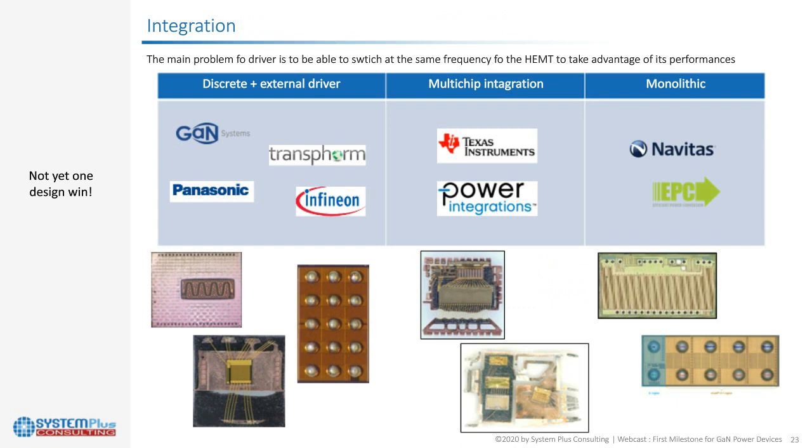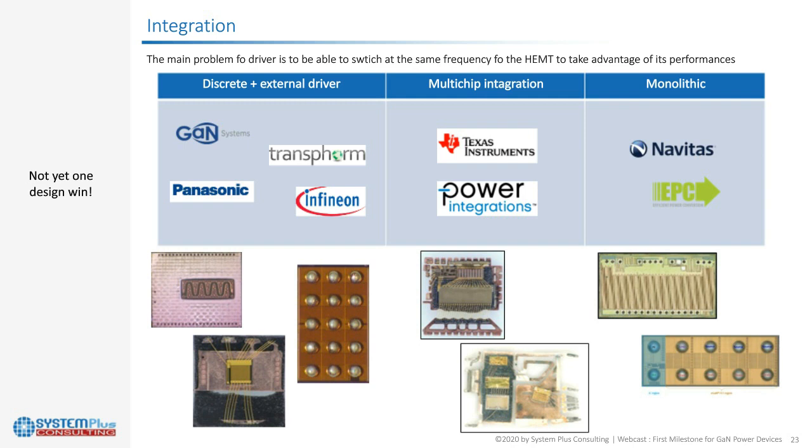The third challenge is the packaging. In the integration, we can find three types of integration of devices. We can have the option of a packaged discrete device and an external driver. That means that the integrator should choose his discrete and then his external driver to implement in a solution. The second option is the multi-chip integration, so having the GaN device and the driver in the same packaging. This is proposed by Texas Instruments and Power Integrations.